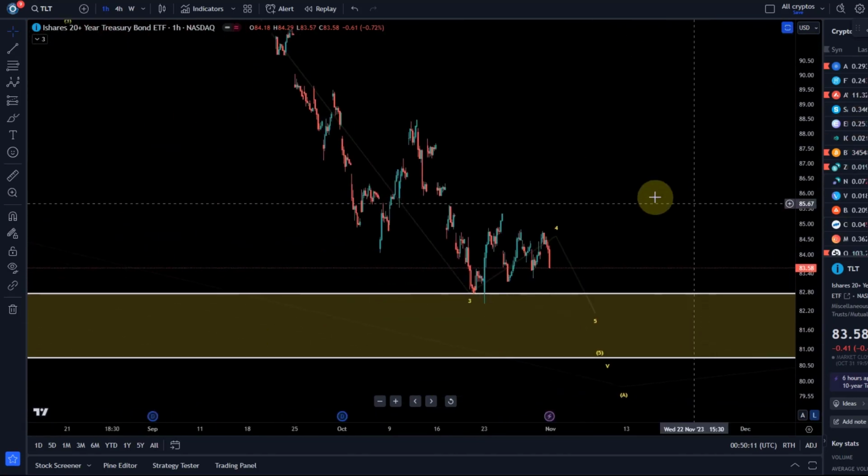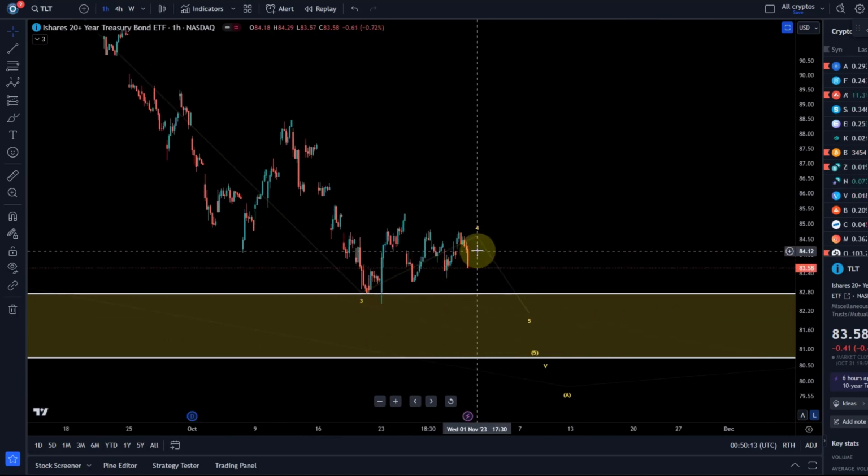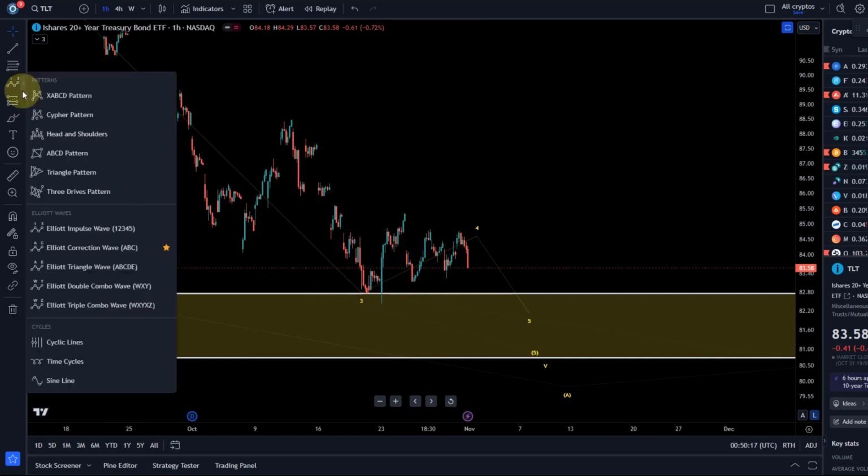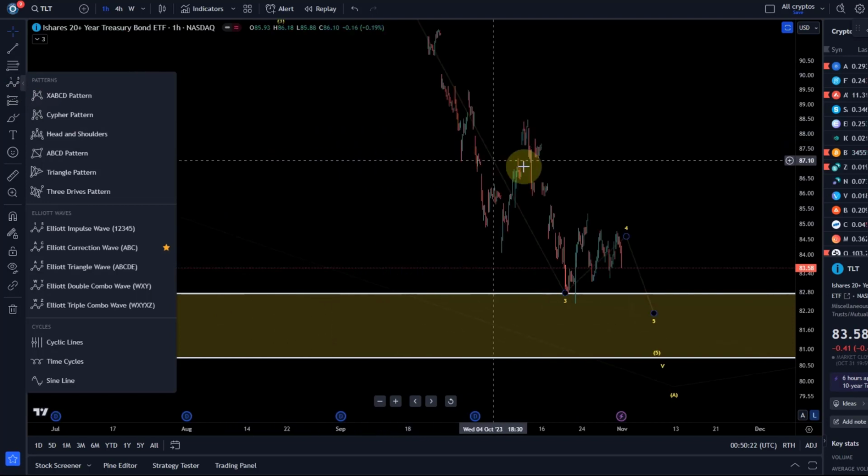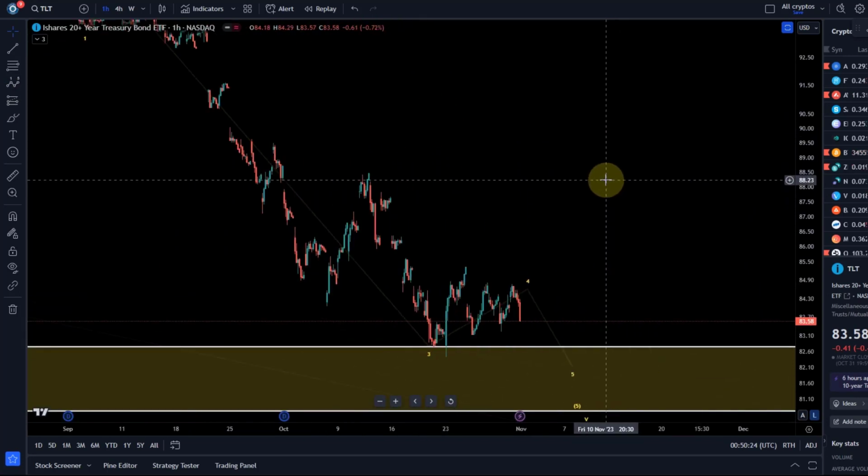Zooming into the detail, this looks really good, like a triangle. Also comes down quite aggressively. Hasn't broken that triangle, but if it's a triangle, it's ideal for a wave 4 really. As a triangle, let me see.